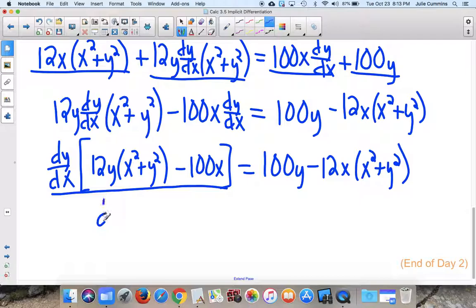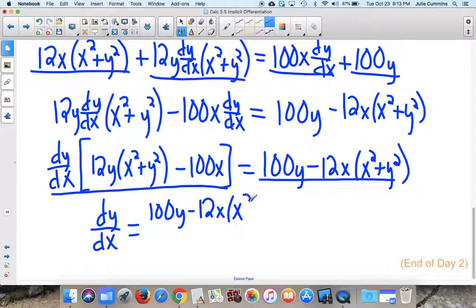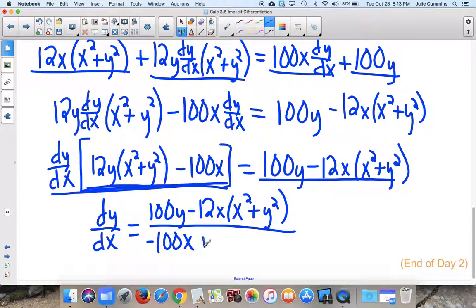So that will give me dy/dx equals this part, 100y minus 12x(x squared plus y squared), over, and remember we're dividing both sides by this, I'm going to switch that around just so it looks different, pretty: negative 100x plus 12y(x squared plus y squared). I did not have to do that, but I just kind of like the symmetry, switching them around. Makes me happy. So we have our derivative. This is our derivative formula.